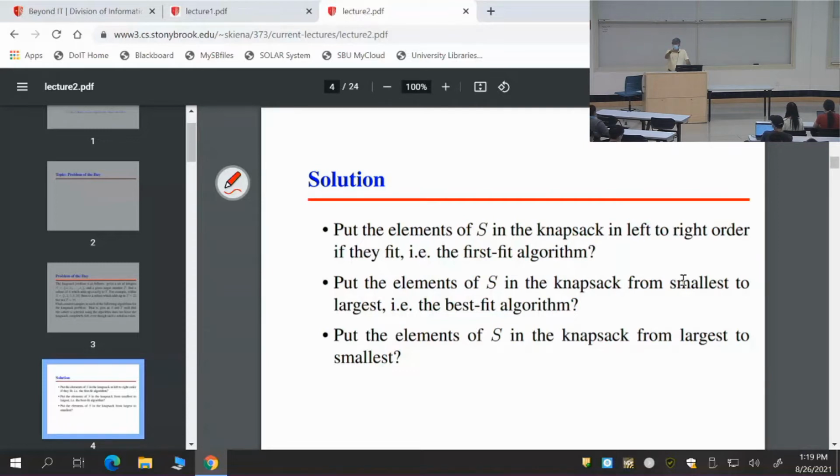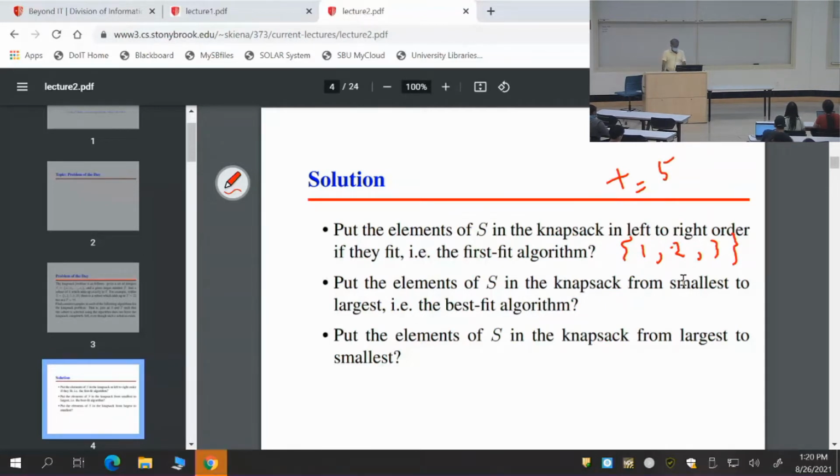Yes. You want to say if I had the set 1, 2, 3, and T is equal to 5. Does everybody see that this looks reasonable?